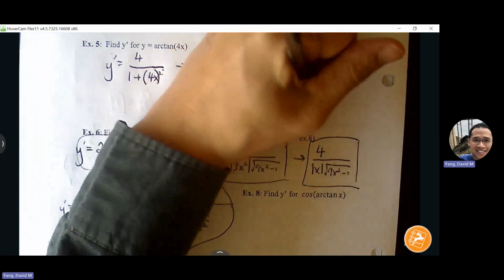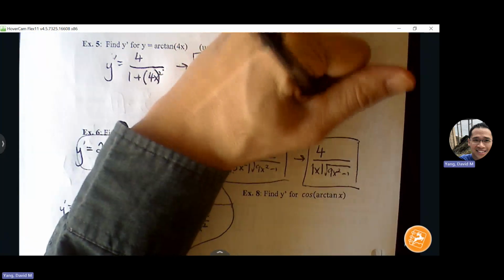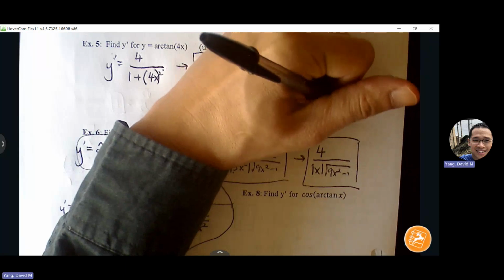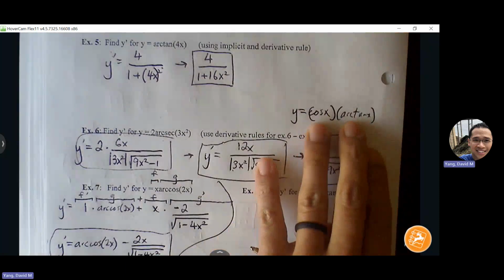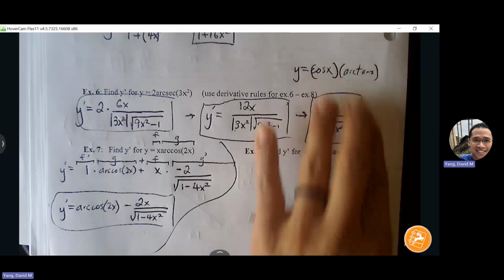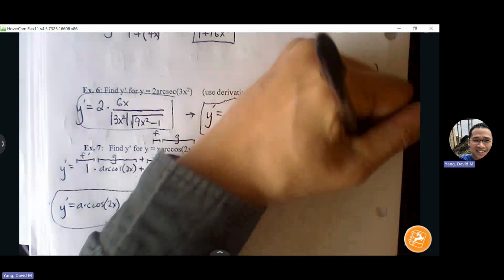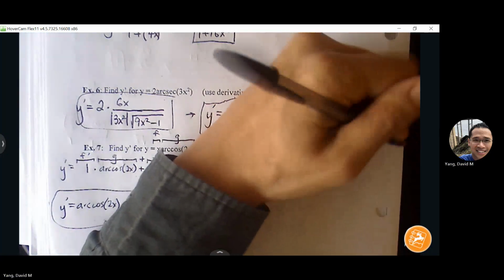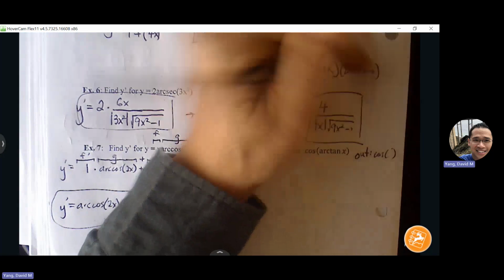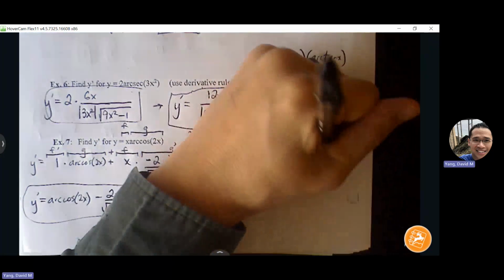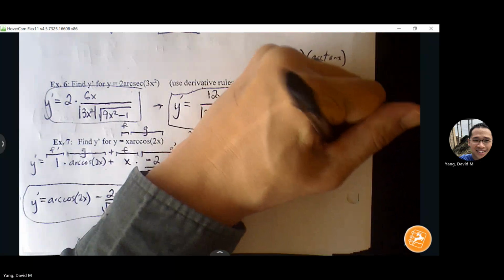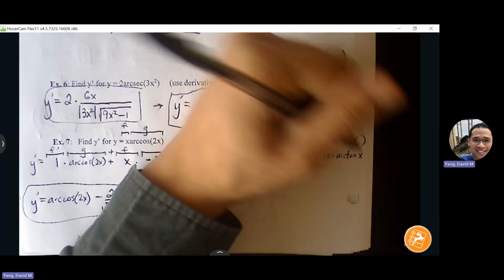I think a good example of product rule would be this: cosine of x times arc tan of x. These are completely outside of each other, so this would require product rule. But this is a function inside the cosine, right? So let's think in terms of chain rule here. Chain rule, outside portion is the cosine parentheses. The inside portion is the arc tangent of x.